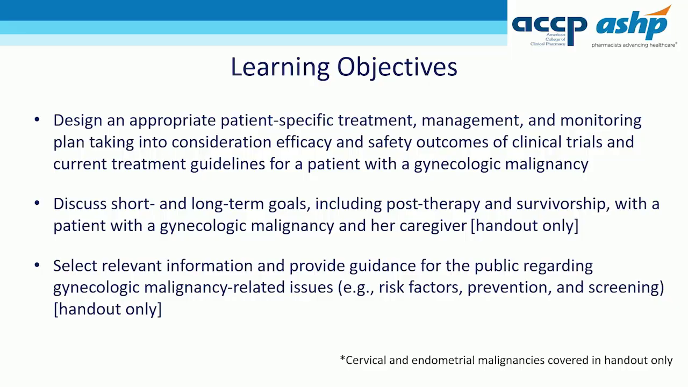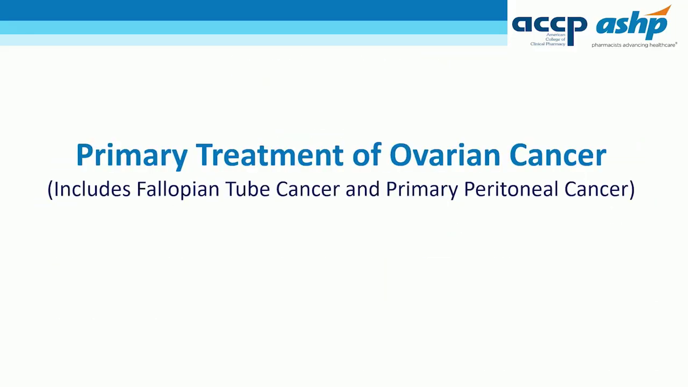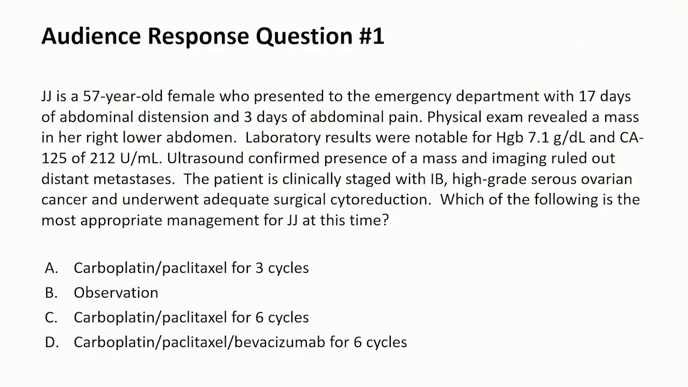So for the first objective, we want to design an appropriate patient-specific treatment, management, and monitoring plan taking into consideration efficacy and safety outcomes of clinical trials and current treatment guidelines for a patient with a gynecologic malignancy. Additionally, discuss short and long-term goals, including post-therapy and survivorship with a patient with a gynecologic malignancy and her caregiver. And then finally, select relevant information and provide guidance for the public regarding gynecologic malignancy-related issues, such as risk factors, prevention, and screening.